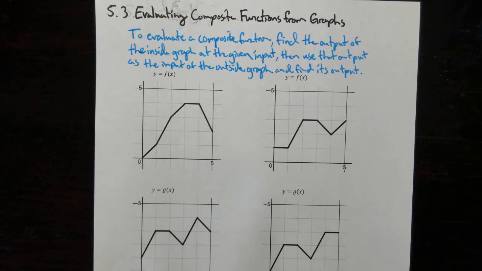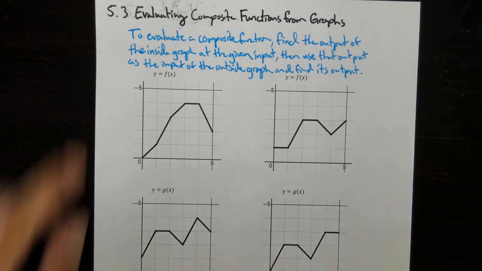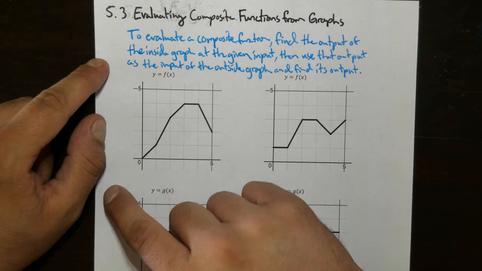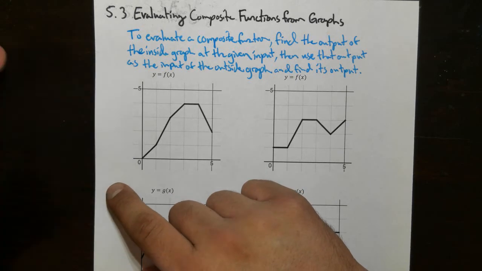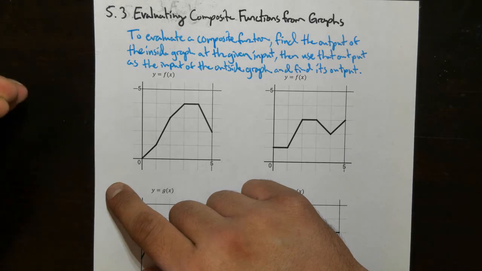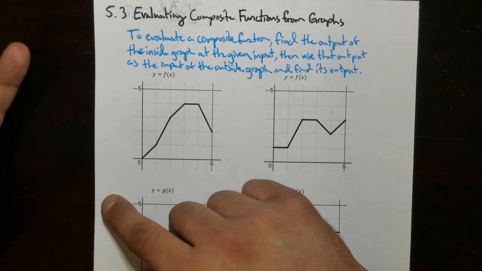Hello class. Today we're going to continue talking about evaluating composite functions, but we're going to talk about it from graphs this time. To evaluate a composite function, find the output of the inside graph at the given input, then use that output that we found as our new input of the outside graph and find its output.